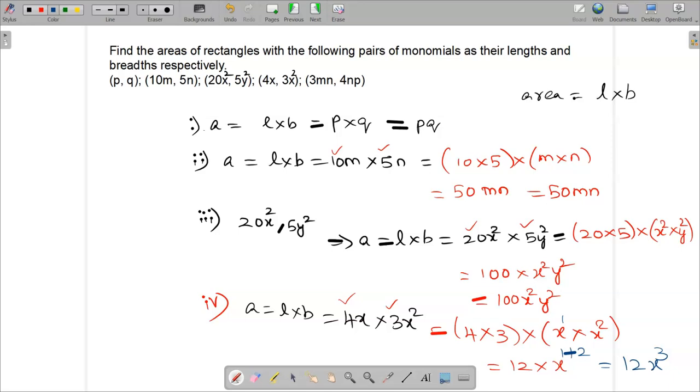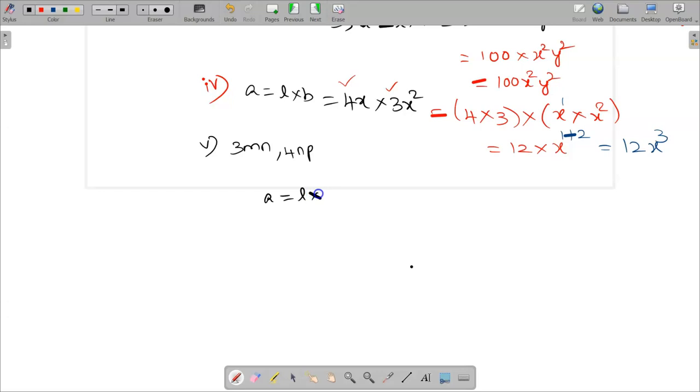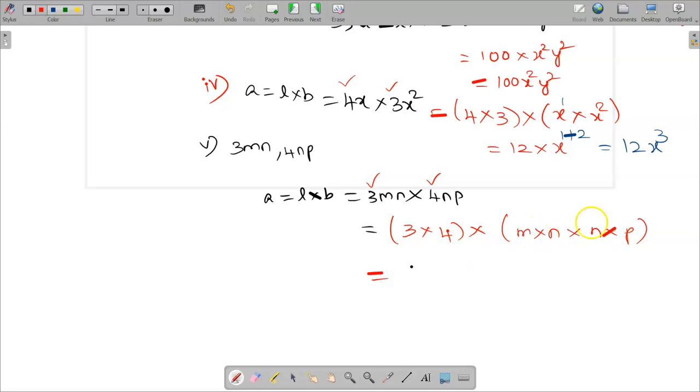Then coming to the fifth problem, area is given by length into breadth. Here the length is given by 3mn. And then breadth is given by 4np. As usual, first multiply the constants. What are all the constants? 3 and 4. So 3 into 4, just multiply, and then multiply the variables. What are all the variables? m into n in the first term and then np I can write as n into p. So you can separate and write like this.